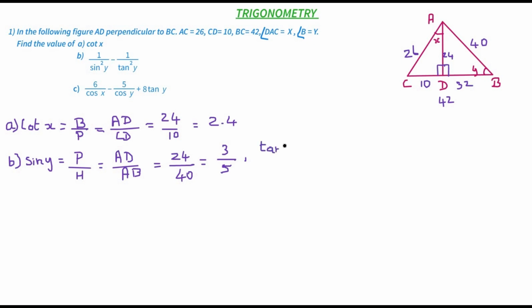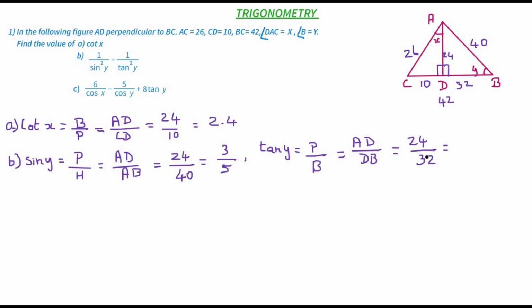So tan y, we need to find what is tan y. What is the formula for tan y? Tan is perpendicular by base. The same thing, we are going to take reference angle y. Here our perpendicular is AD and our base is DB. So AD by DB. So what is AD? AD is 24 and our DB is 32.